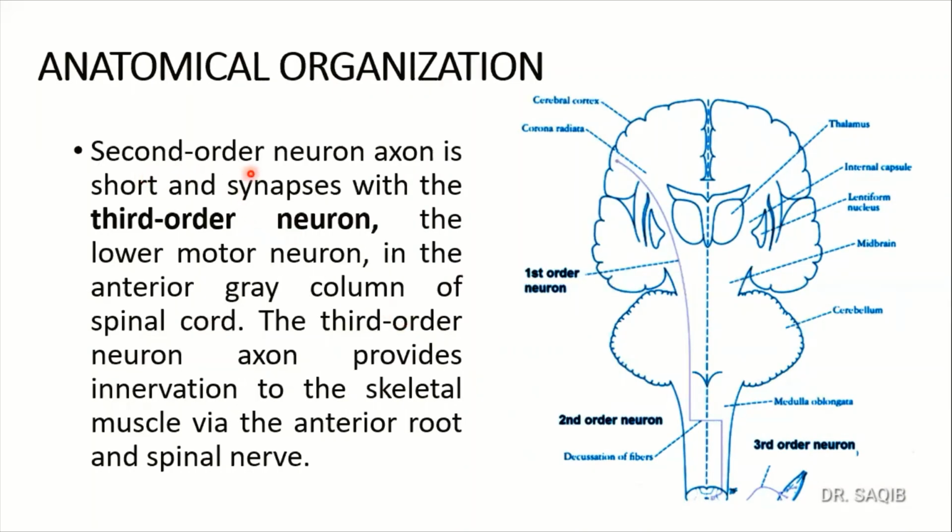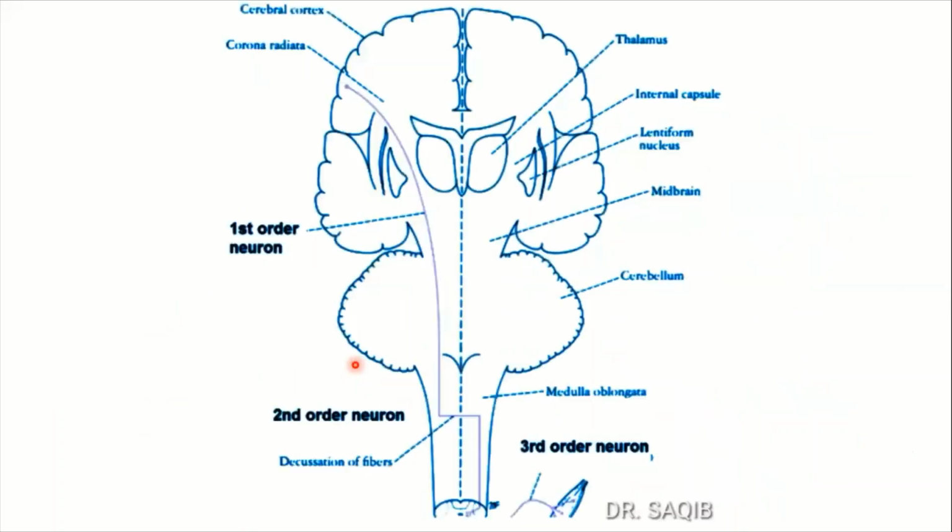The second order neuron axon is short and synapses with the third order neuron, the lower motor neuron in the anterior gray column of the spinal cord, right? So this is the third order neuron, which I showed you already. The third order axon provides innervation to the skeletal muscle via the anterior root of the spinal nerve.